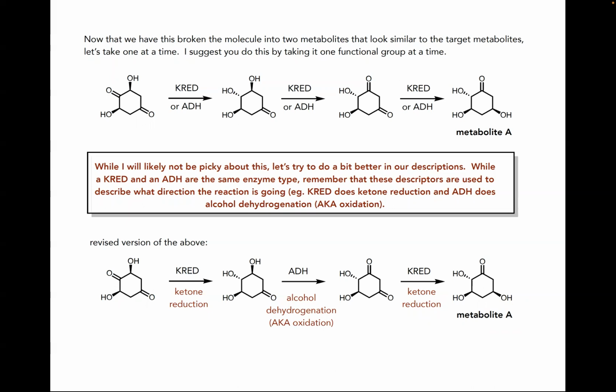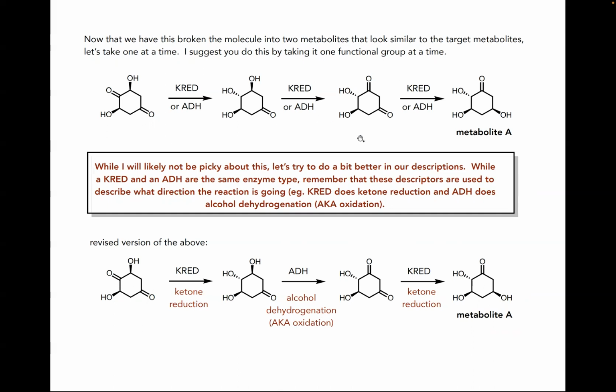Okay, so then if you continue around, you see now the group on top is actually an alcohol, and that needs to become a ketone. And so how does that happen? You can either select a KRAD or an ADH, alcohol dehydrogenase, and that's going to do ultimately the oxidation of that alcohol to the ketone.